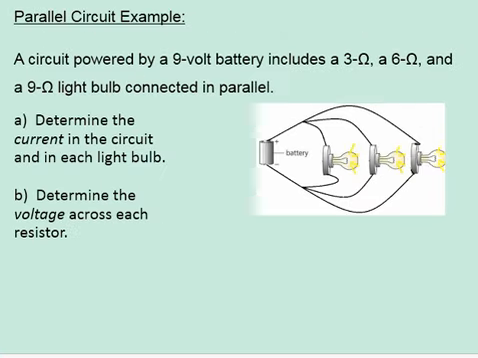Okay, so let's look at an example. Let's take our exact same values, our 9-volt battery and our 3 lamps, one with 3 ohms, one with 6 ohms, and 9 ohms. And this time we're actually going to connect them in parallel. We want to be able to determine, again, the current in the circuit and in each light bulb, and the voltage across each resistor.